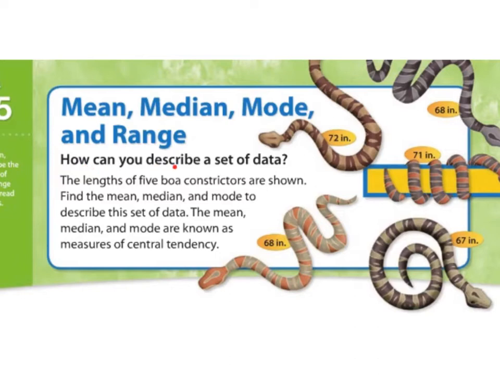How can you describe a set of data? You can describe it by using these words. The lengths of 5 boa constrictors are shown. Find the mean, median, and mode to describe this set of data. The mean, median, and mode are known as measures of central tendency.